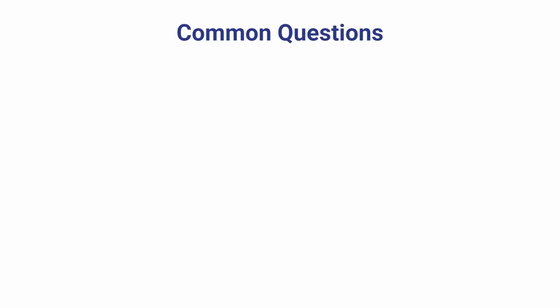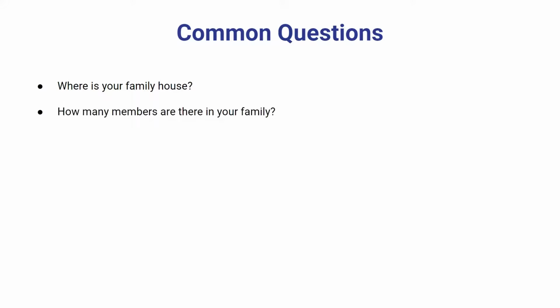Next, the examiner may ask, where is your family house? And you can mention that our family house is in a particular area of your country, whichever country you're from. Next, he may ask, how many members are there in your family? And you can mention those if you haven't mentioned them previously.